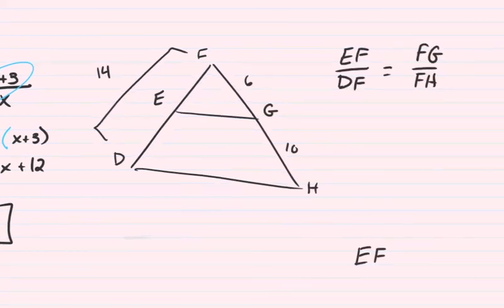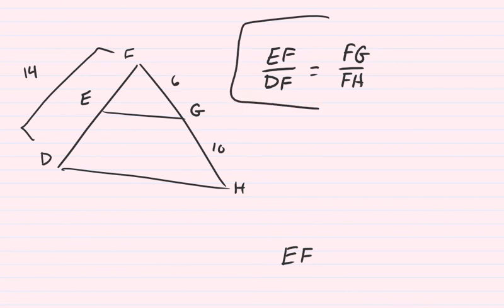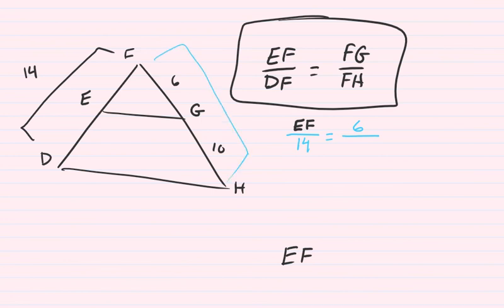Alright, and then in my last problem, I am given this. If I'm given it, might as well use it. So EF over DF is equal to FG over FH. I currently don't have EF, and that is exactly what I want to find. So I'm just going to leave EF there, over DF, which is 14, equals FG, which is 6, over FH. That's the entire side. Don't be tempted to put that 10 there. The entire side is 16.